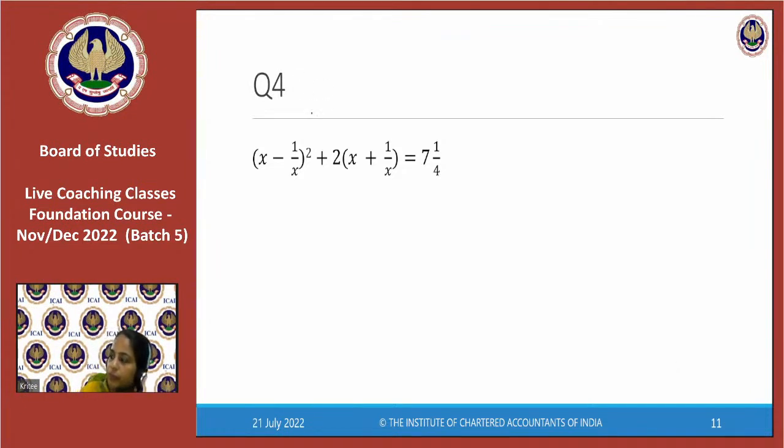Okay. Now see this. I have something like x minus 1 upon x whole square plus 2 into x plus 1 upon x is equal to 7 upon 1 by 4. Now here, if this would have been x plus 1 by x, my problem would have been sorted out. There wouldn't have been any problem, because then I would have replaced x plus 1 by x as y and I would have solved the equation. But the problem here comes in when I have x minus 1 by x.